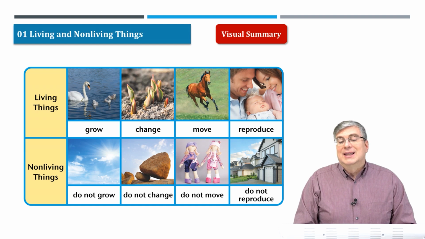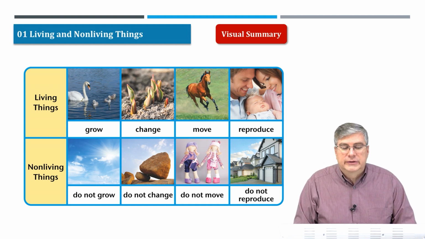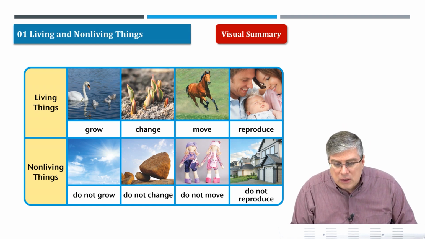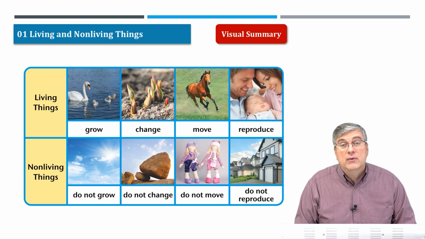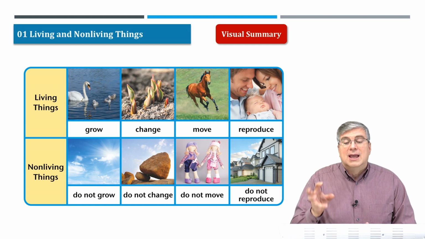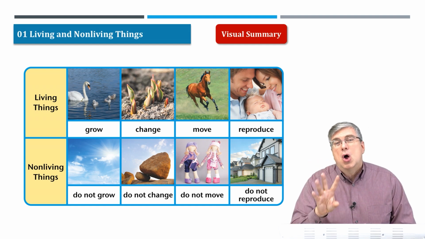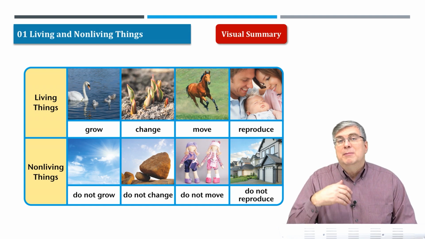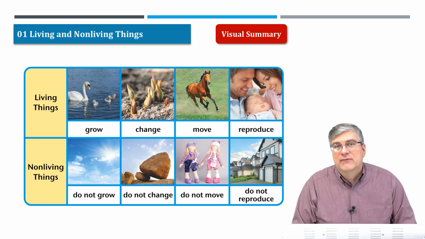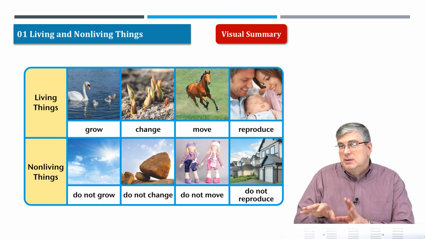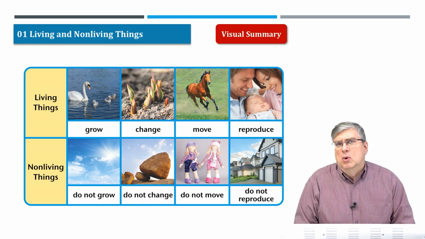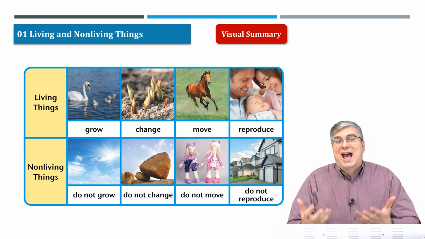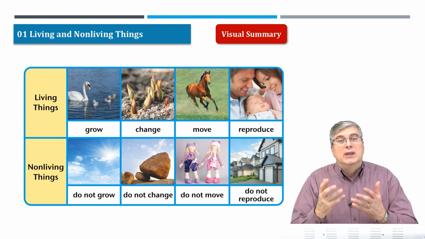Okay, last, we have reproduce. And we can see the mother and the father and a baby. I don't know if it's a girl or a boy, but it's a baby. Mother and the father got together, they created a baby. All living things have the ability to reproduce, to make younger copies of themselves. They're not perfect copies, they're a little bit different. That would be very boring if everybody was the same. So it's very interesting that they're a little bit different, but all living things have the ability to reproduce.